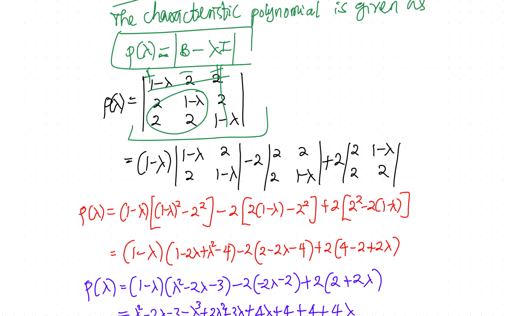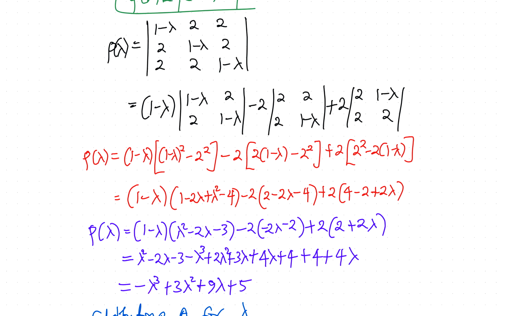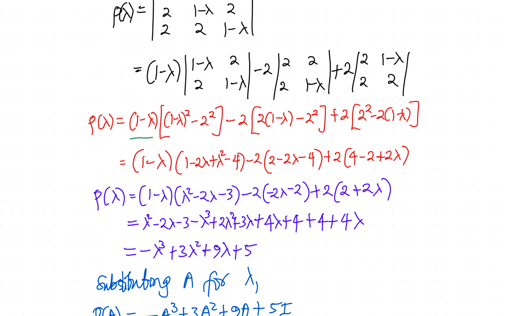So the next thing you just have to do is to simplify. You see 1 minus lambda is out here. So this times this, that's 1 minus lambda squared, minus 2 times 2, that's 2 squared. Then minus 2 here. Then you have 2 into 1 minus lambda, minus 2 times 2, that's 2 squared, plus 2 here. Then 2 times 2 is 2 squared again, minus 2 into 1 minus lambda.